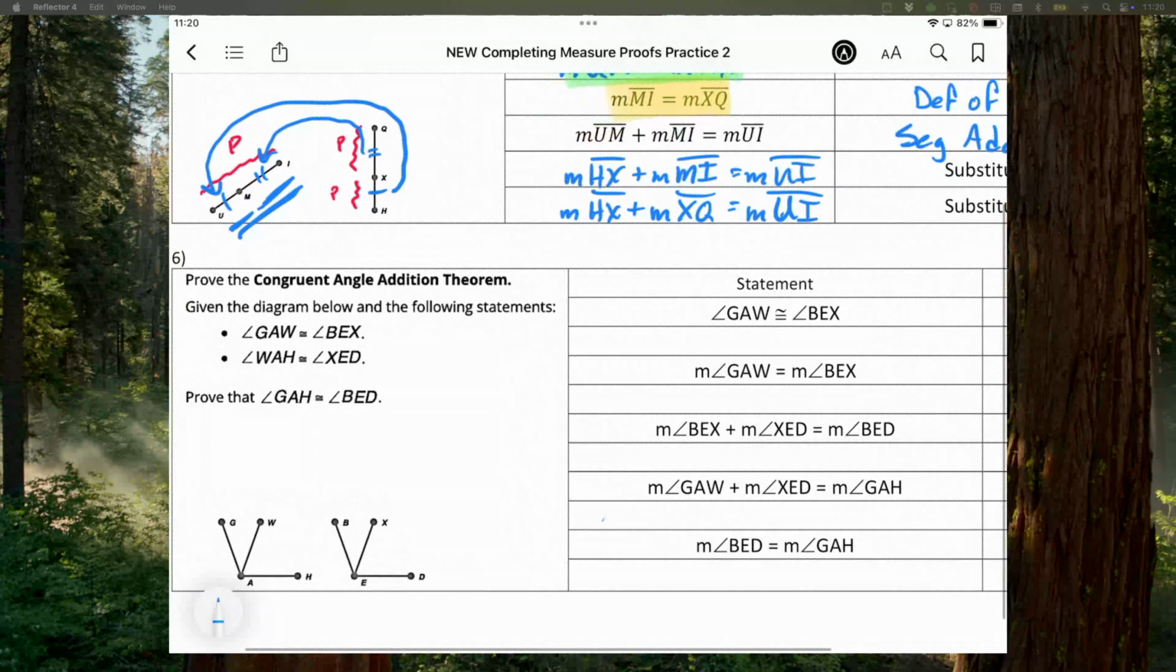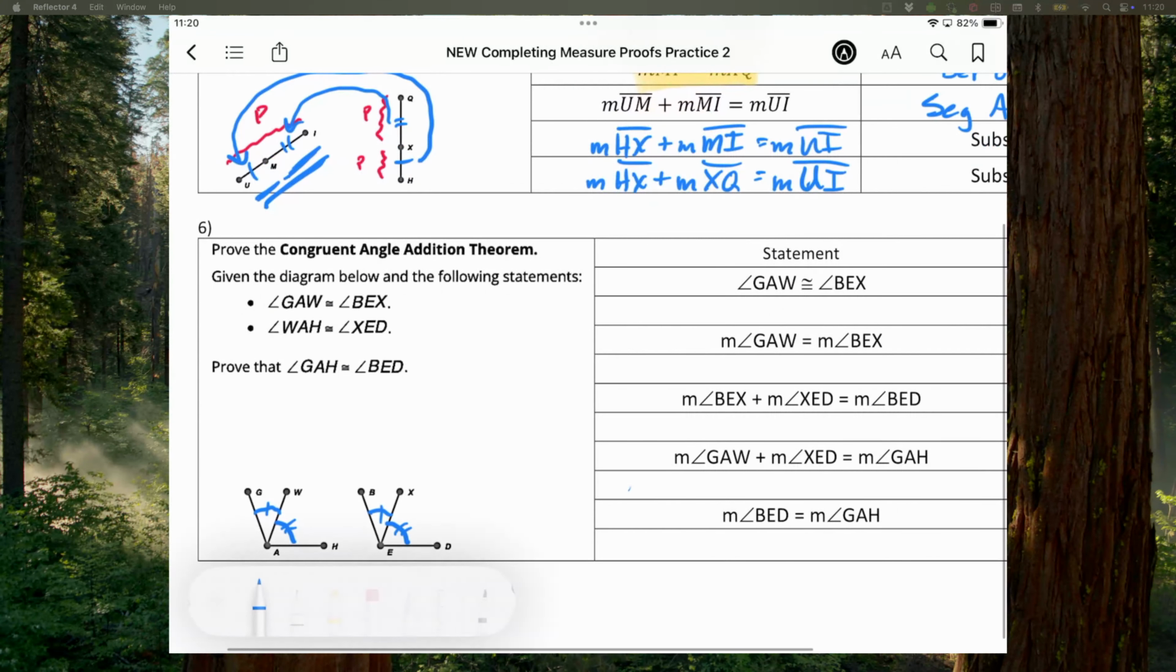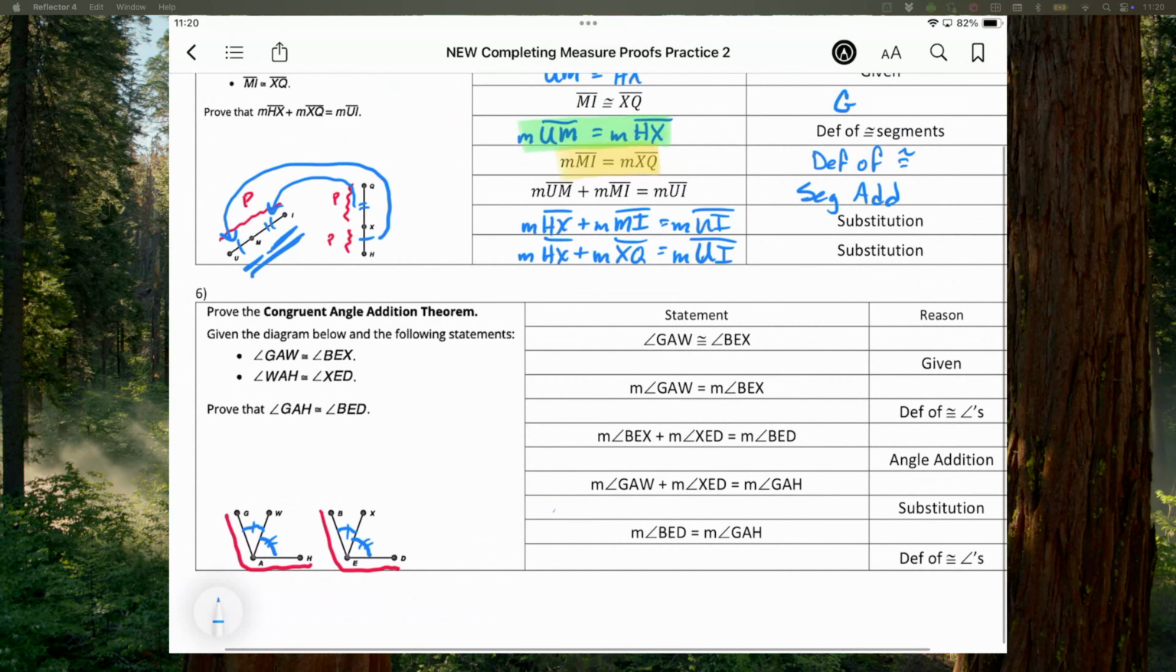One more. GAW is congruent to BEX is what we are given, and we are given that WAH is congruent to XED. We are asked to prove that the two larger angles are also congruent. This is very much like the one above it, but if we add two things that are the same together, we are going to get the same thing. So we're going to start with our two given statements.